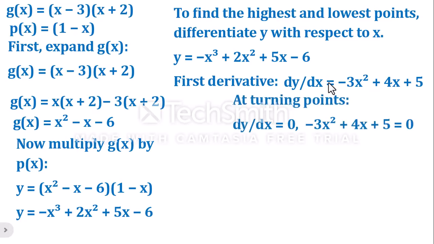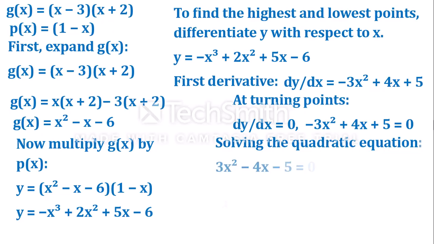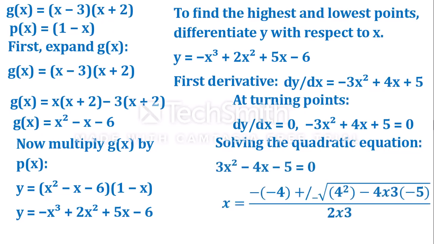Finding stationary points. Stationary points occur where the gradient is 0. So, we set dy over dx equal to 0. This gives us a quadratic equation. We now solve this equation either by factorization or the quadratic formula. Solving for x equals -4 plus or minus root of 4 squared minus 4 times 3 times -5, over 2 times 3. After solving, we obtain two values of x. These x values represent the positions of the stationary points, and that is x equals 2.1196 or x equals -0.7863.